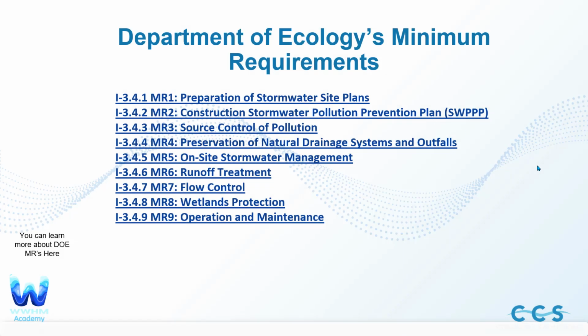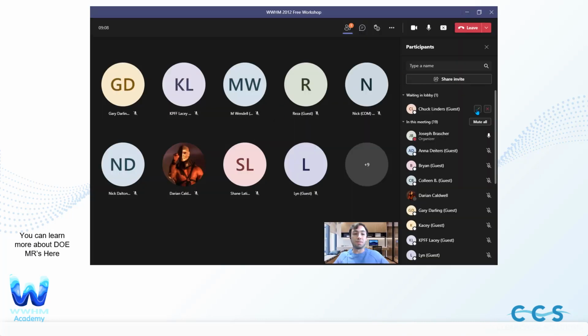So especially in Western Washington, what we want to know about is Department of Ecology's minimum requirements. And Department of Ecology actually has a great free video. I think it's 3 or 4 hours covering all 9 minimum requirements. So that is a really useful resource to look at.